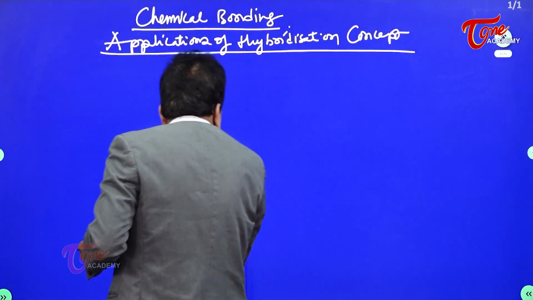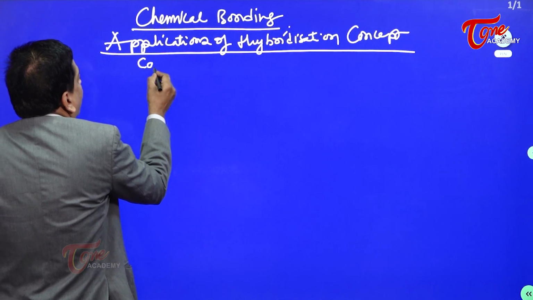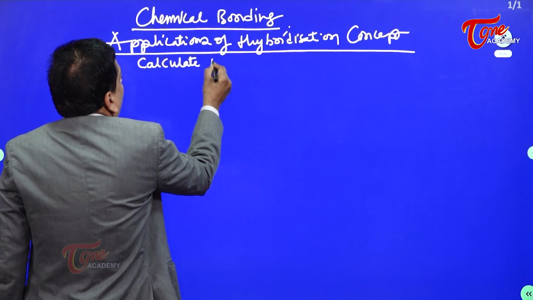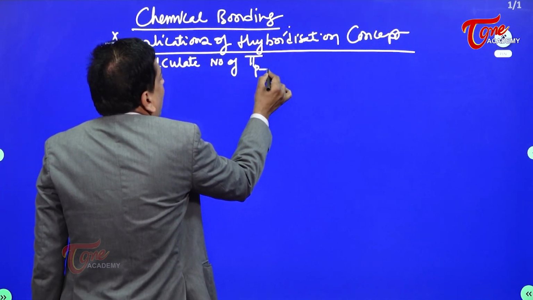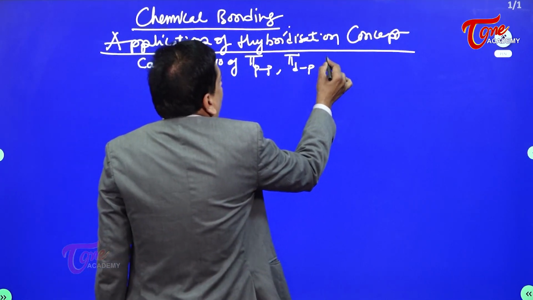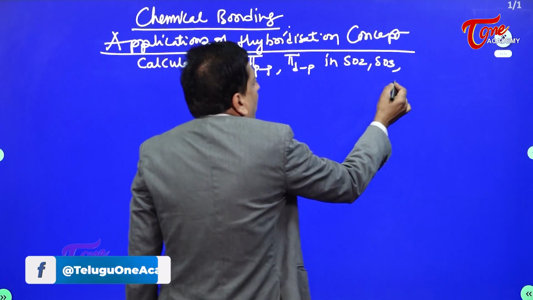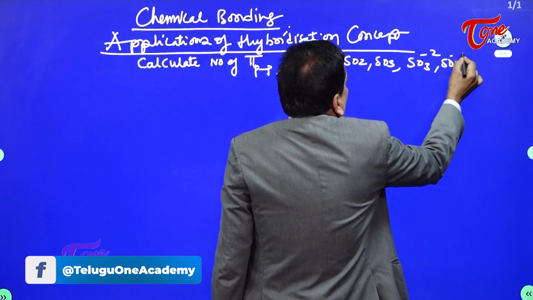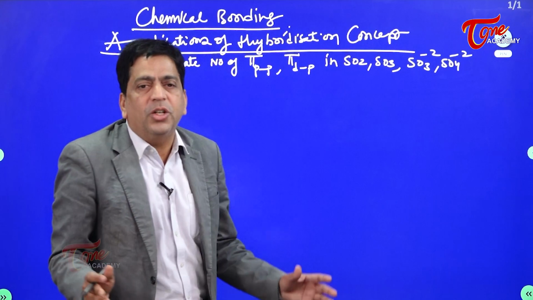The question which he will be asking is, calculate the number of pi pp bonds and pi dp bonds in sulfur dioxide, sulfur trioxide, sulfate ion and sulfite ion. You must understand. SO4 minus 2 and SO3 minus 2.